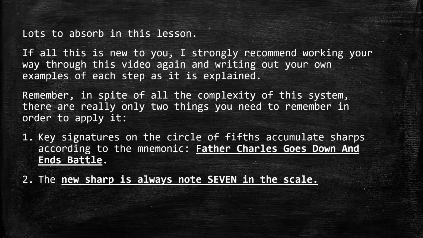Lots to absorb in this lesson. If all this is new to you, I strongly recommend working your way through this video again and writing out your own examples of each step as it is explained. Remember, in spite of all the complexity of this system, there really are only 2 things you need to remember in order to apply it. 1. Key signatures on the circle of fifths accumulate sharps according to the mnemonic Father Charles goes down and ends battle. 2. The new sharp is always note 7 in the scale.